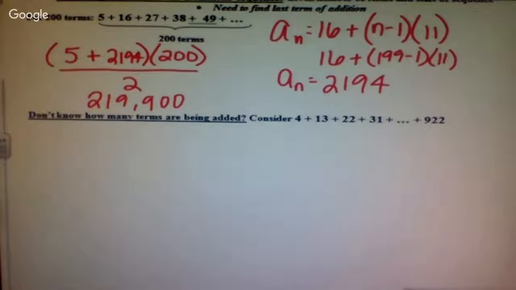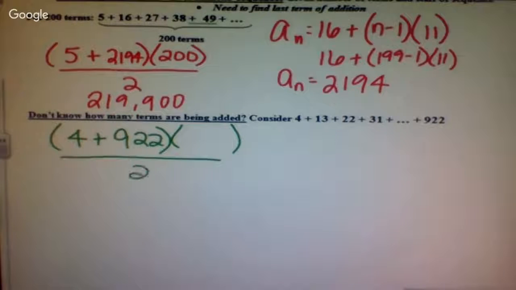Okay. These are the last type of problems that I need to teach you how to deal with. So we're still sticking with the same formulas, but this time they tell you what the first number is, they tell you what the last number is, but they don't tell me how many numbers are in between. So now I need to figure out what that is. So we start this out as 4, that's my first number, plus 922, that's my second number. I don't know what this is, but I know I need to divide it by 2.